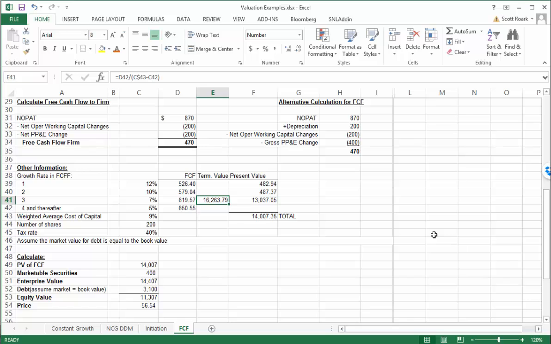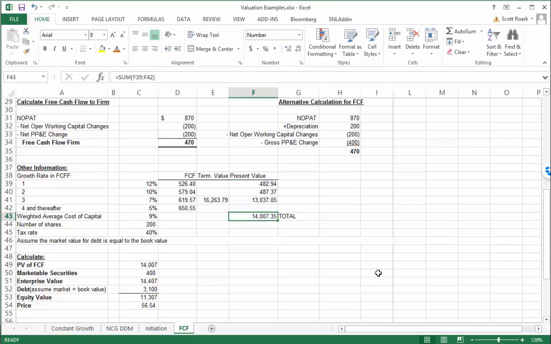So year 4 to forever is represented by this number, this terminal value. If I do the same process that I did with the stocks and find the present value today of those free cash flows that the firm would receive, I've got 482, 487, and then the present value of the terminal value and that third free cash flow is $13,000. Add them all up, I've got $14,000.